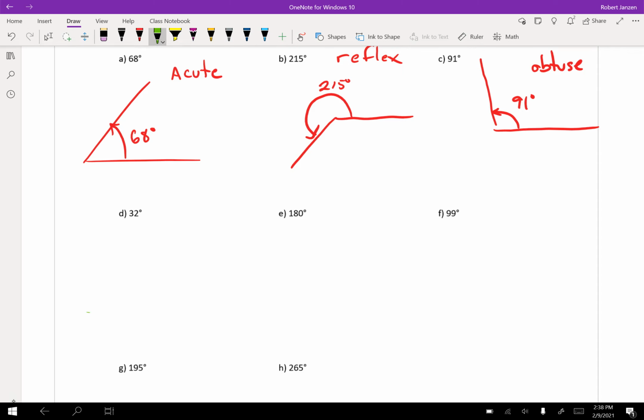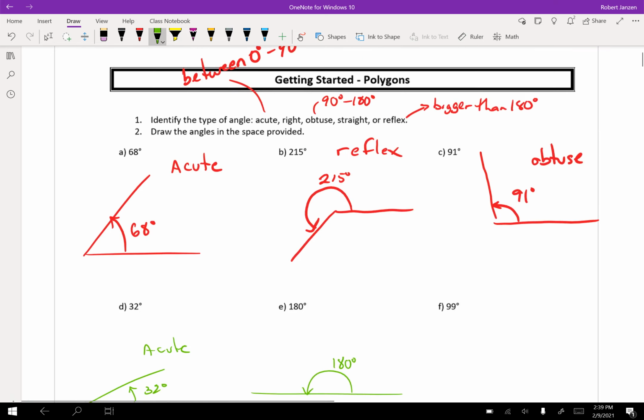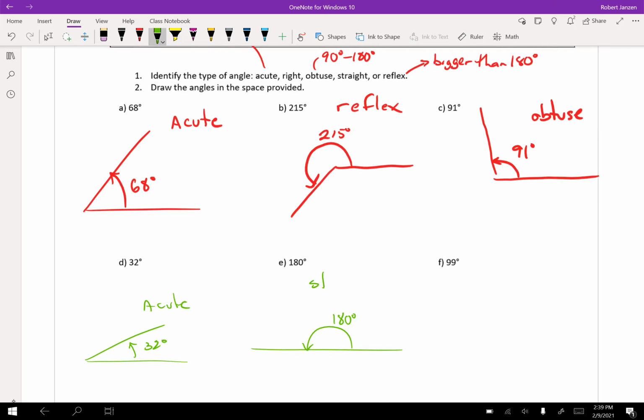Okay, 32 degrees is a pretty small angle. Here's 32. This one is acute. Okay, 180 degrees is a straight line. So what do we call that? Well, that happens to be what we call a straight angle. Okay, and 99 degrees is going to be a little bit more than 90 degrees. And this one is going to be obtuse.